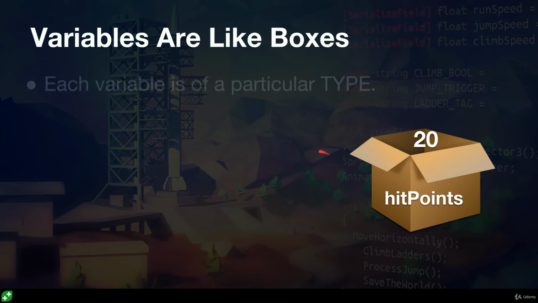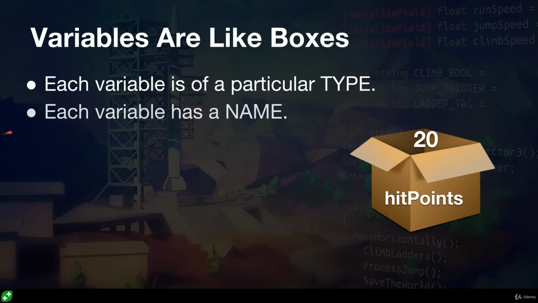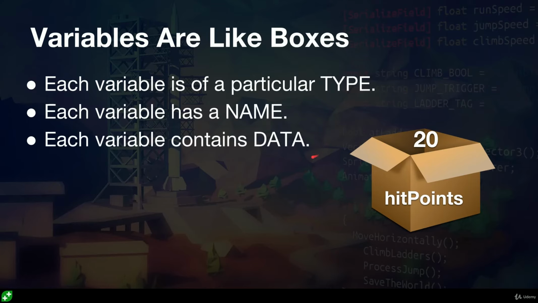So there's a couple of statements here that we can make. Each variable is of a particular type, and I'll give you some examples of types in a moment. Each variable has a name, in this case hit points, and each variable contains data that we can use in other places in our code and throughout our game. And with our example here, we have a value of 20.